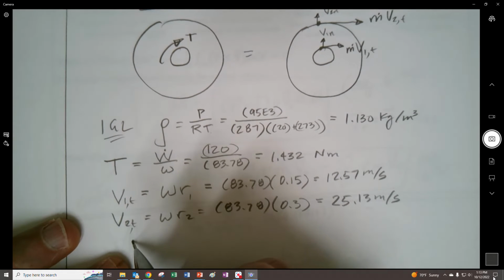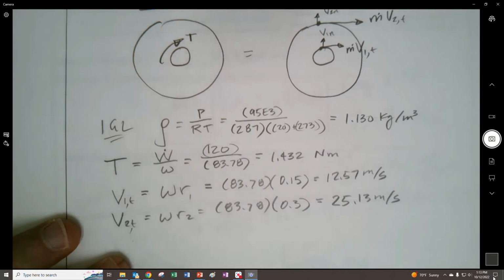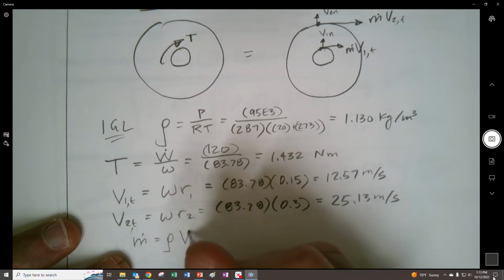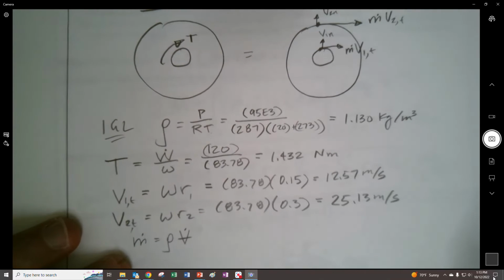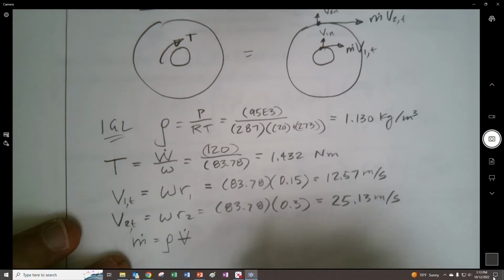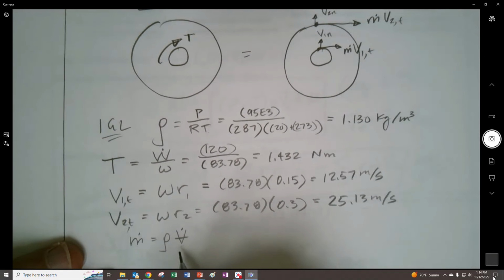And we might notice that the m dot that we're going to need later on, just as a note, m dot is going to be density times the volume flow rate, and that's really what we're looking at. We're looking for the volume flow rate, right? So we would determine the volume flow rate, or maybe the mass flow rate.